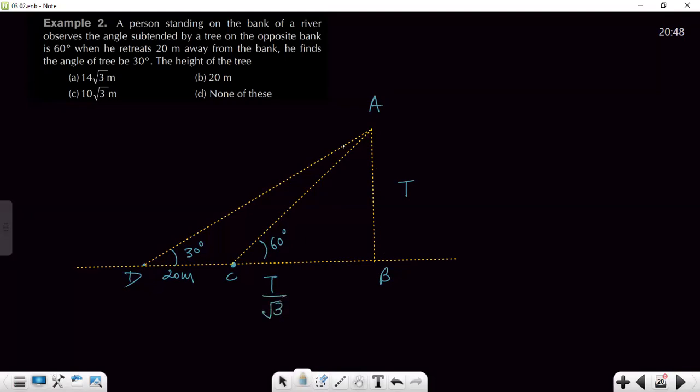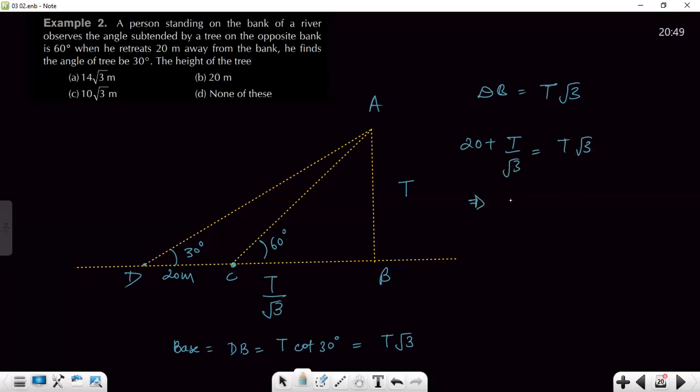Now let's consider the triangle ADB. In triangle ADB, the base, which is DB here, will come out as height into cot of 30 degrees. Cot 30 degrees is root 3. So DB is equal to t into root 3. What is DB? DB is DC plus CB. So 20 plus t by root 3 is equal to t root 3.